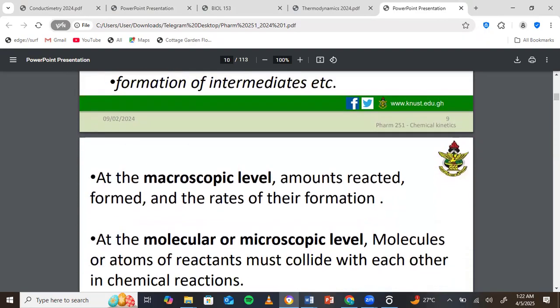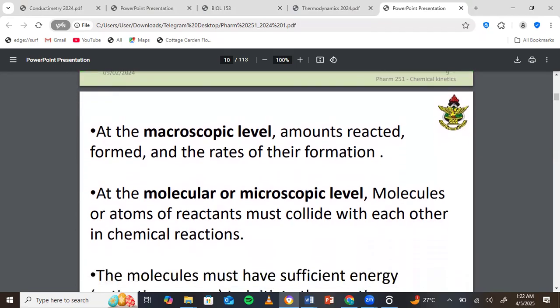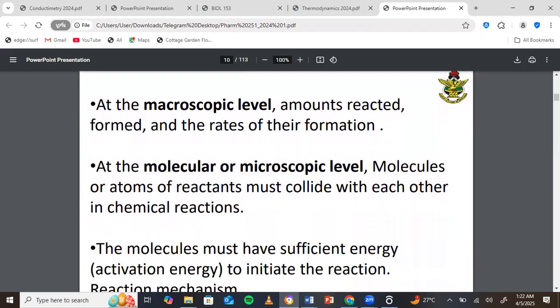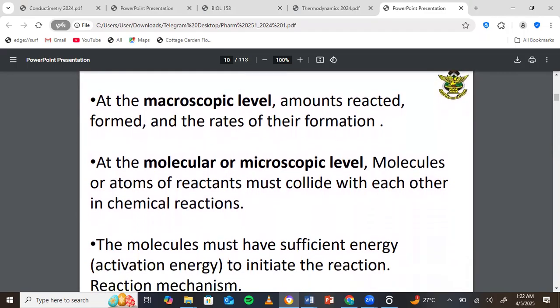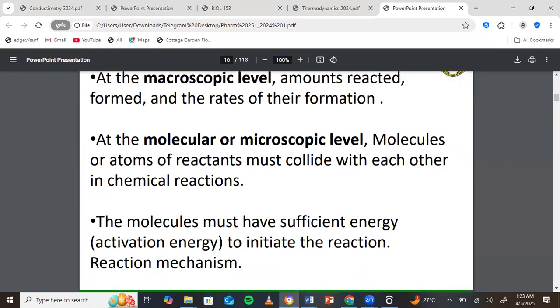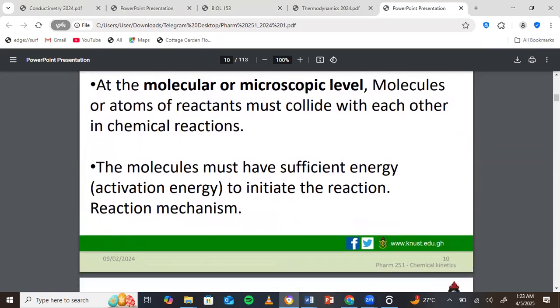Now, the study can happen at different levels. The first level is the macroscopic level, where we study the amount reacted, the amount formed, and the rates of their formation. We can look at the same chemical kinetics at the microscopic or molecular level, where we look at how the atoms and molecules collide to form products in the chemical reaction. Molecules, before they can form products, will need to have at least a minimum energy called the activation energy, right?